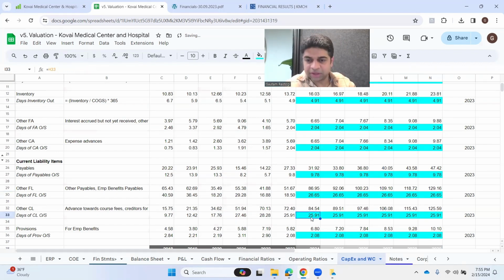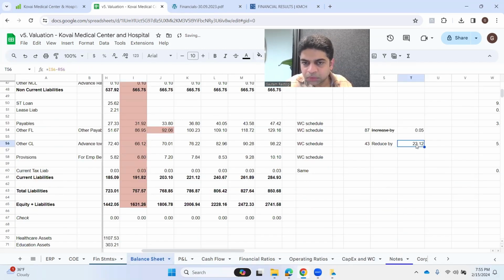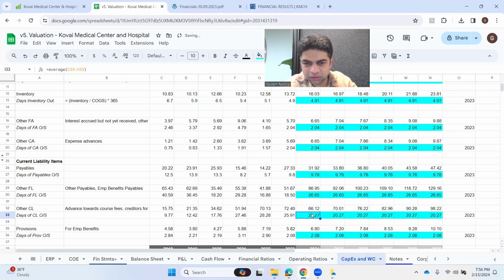Same story here. We've taken the latest number, latest days of CL outstanding, to estimate the current liabilities. But if you go back in time, the other current liabilities were lower. So let's take the long-term average, which would be lower, and use it to estimate the other current liabilities. All right, see, they have dropped. Now let's go to the balance sheet. It needs to be reduced further. So let's reduce it.